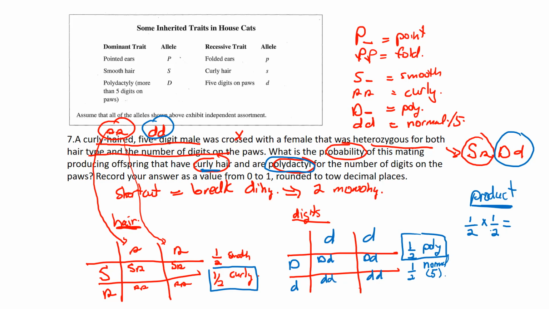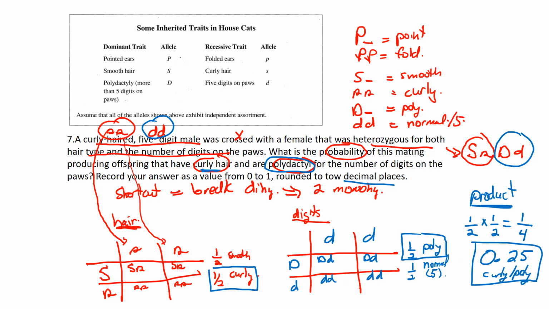So the product rule is bringing those two probabilities for the different traits together, and we multiply them as fractions. When you're multiplying fractions, you multiply the numerators: 1 times 1 is 1, and then you multiply the denominators: 2 times 2 is 4. So we have a 1/4 chance, but they wanted our answer in 2 decimal places. Because of that, we divide the numerator by the denominator. 1 divided by 4 gives us 0.25 chance of having an offspring that is curly and poly. And that is our answer.